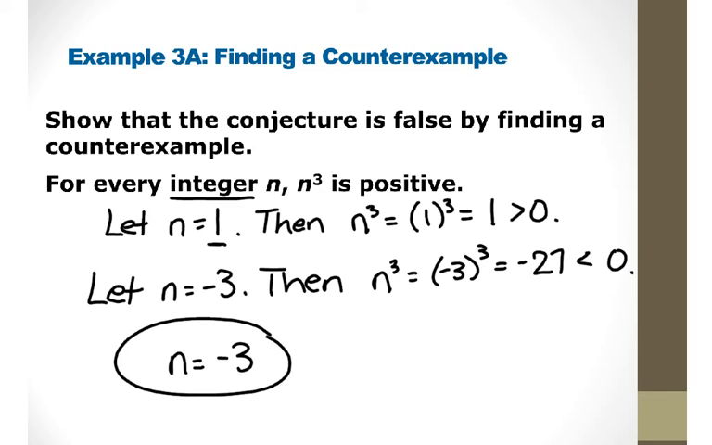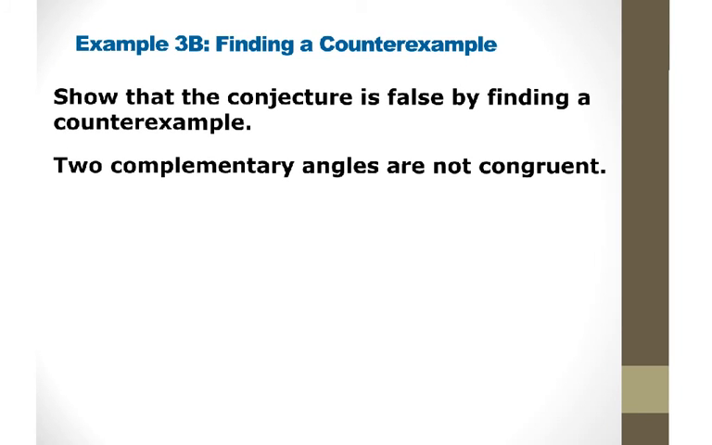All right, so let's try one more. This statement says 2 complementary angles are not congruent. Well, you could find many, many cases where this statement is true. So let's look at a case where this is true. Remember, complementary angles add up to 90 degrees. So one example that would be true is a 30-degree angle and a 60-degree angle. Those two angles are complementary angles and they are not congruent.